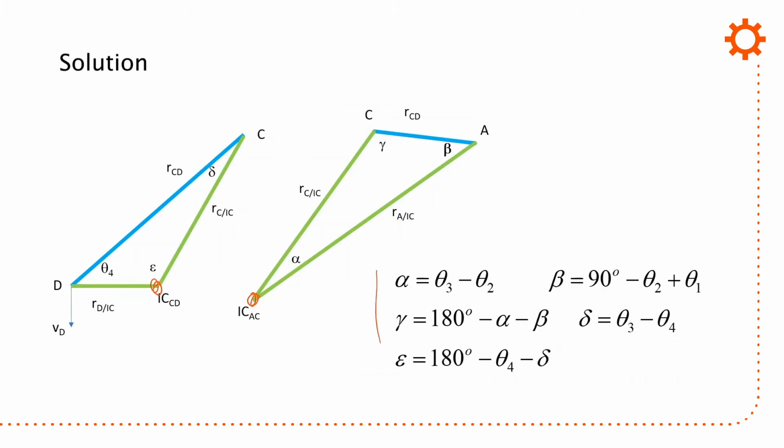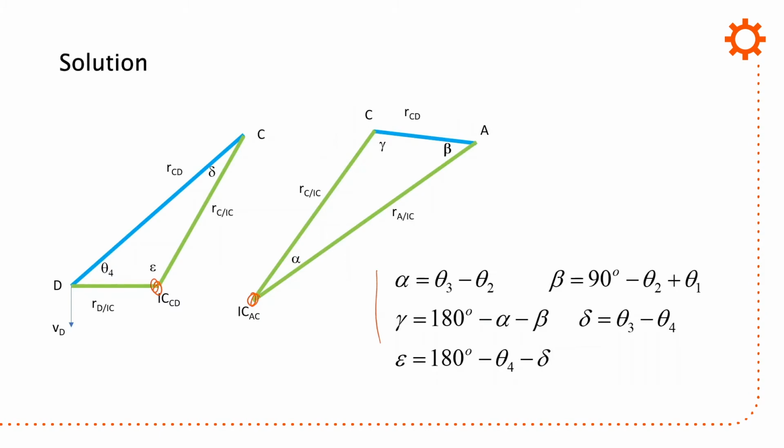And I can calculate theta 4, which is given. I get delta, which is theta 3 minus theta 4. I get epsilon, which is 180 minus theta 4 minus delta. And I get alpha, which is theta 3 minus theta 2. Gamma, which is 180 minus alpha minus beta. And beta, which is 90 minus theta 2 plus theta 1. This comes from the geometry. You can do it yourself. And again, you can go back and look at the terms and calculate how to do these expressions.